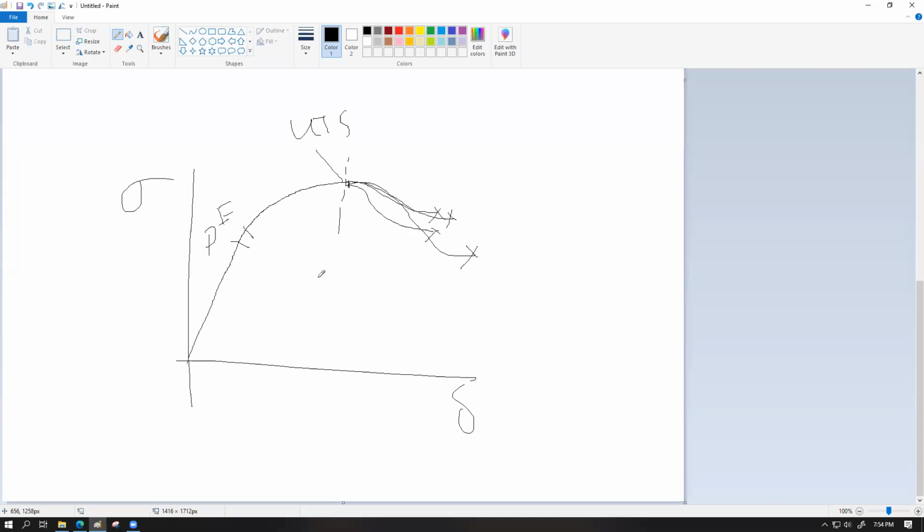Not a little, how much later it comes can vary from material to material. For example, copper is a highly ductile material, which means it can undergo a huge amount of plastic deformation before it actually breaks apart. For copper, the UTS point is much further apart compared to the elastic limit. In other terms, I can say that gold is also a very highly ductile material.